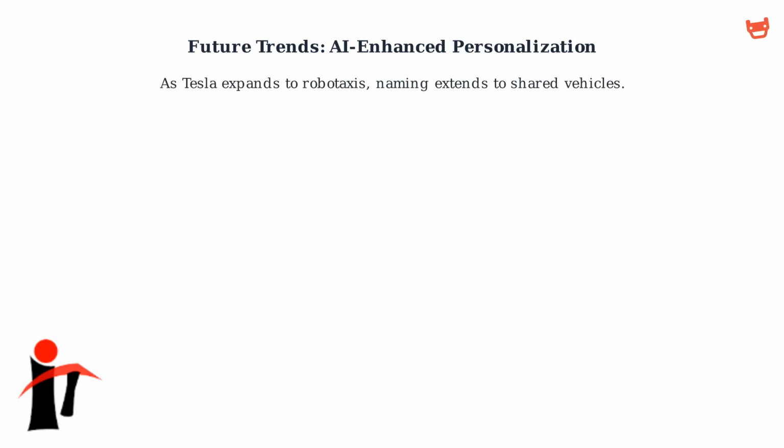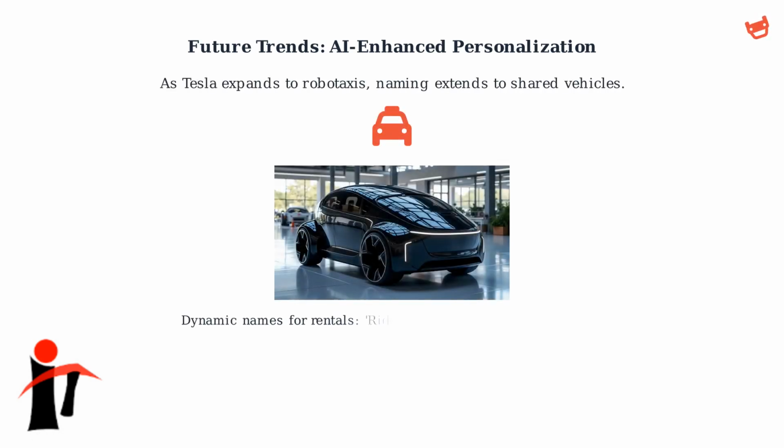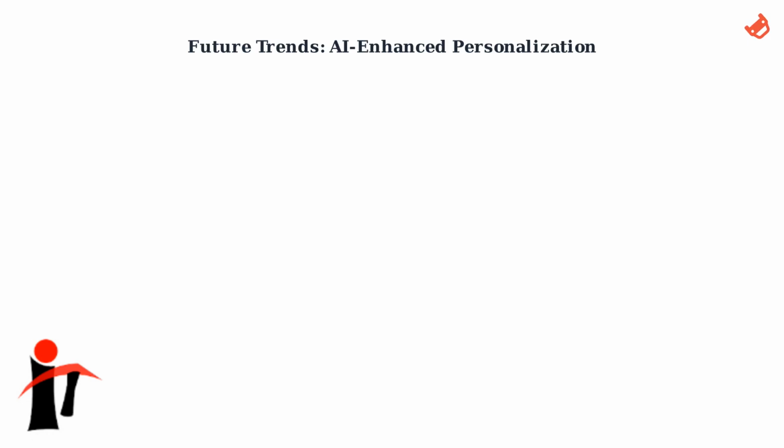With the rollout of robotaxis like the Cybercab, vehicle naming could become dynamic for shared and rental services. Instead of fixed names, vehicles might display contextual names based on your trip, such as ride to airport or downtown pickup, enhancing the autonomous experience.